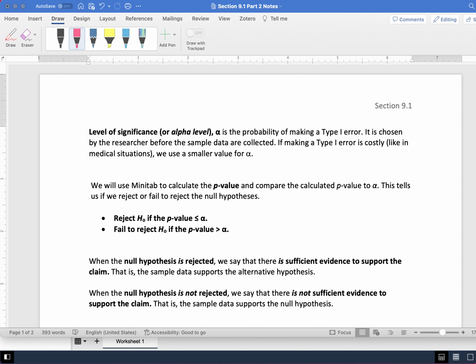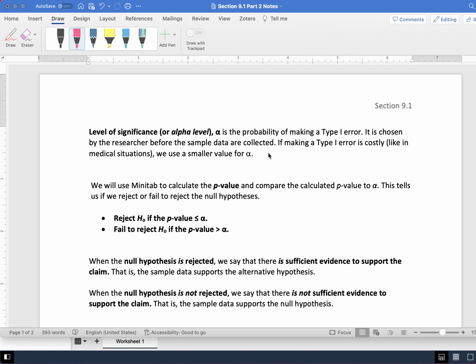In this video for section 9.1, we're going to talk about how to actually conduct a hypothesis test for a mean. So we're going to start by defining alpha, or the level of significance. This here is the Greek letter symbol for alpha. Alpha is the probability of making a type 1 error, and it's going to be given to you in the problems. It's not something that you have to come up with yourself.